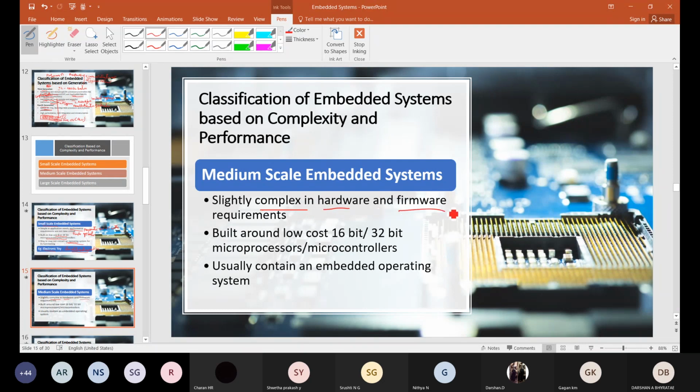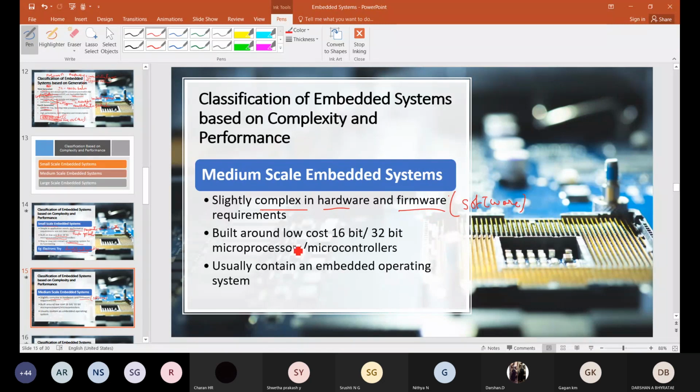Firmware is nothing but what? As I told, software. Firmware is nothing but software. Whatever program you write, that is what we call firmware. Okay, the firmware cannot be modified by the end user. End user cannot modify. That is what we call firmware here.